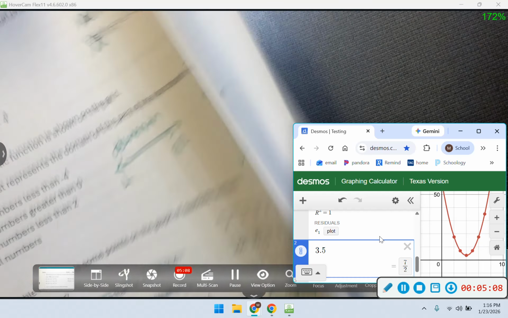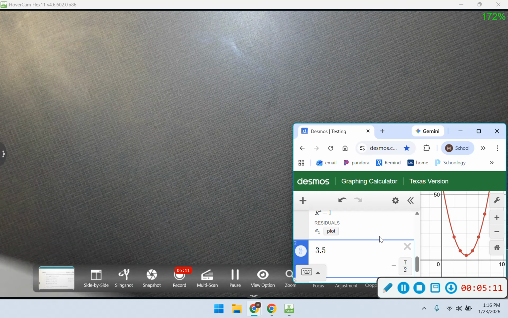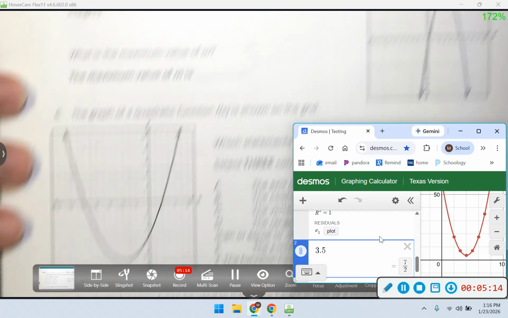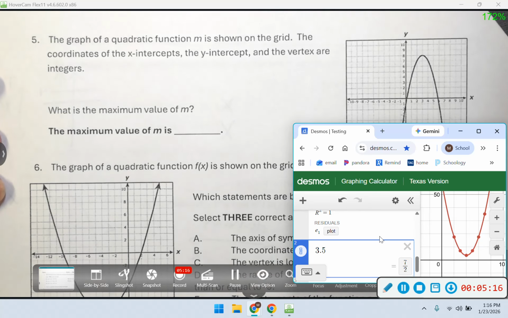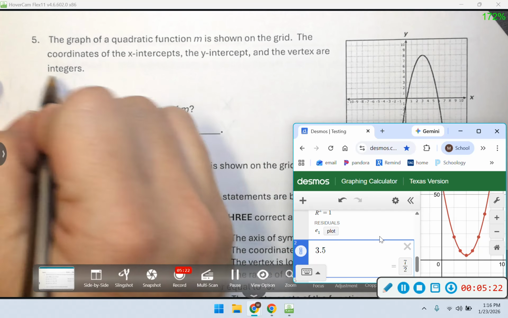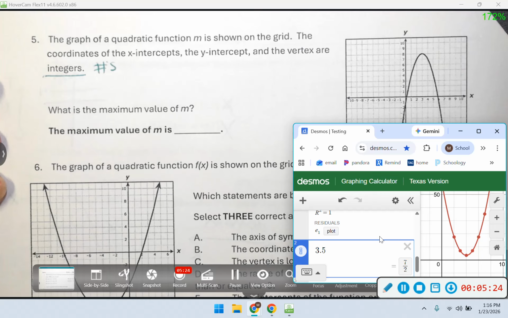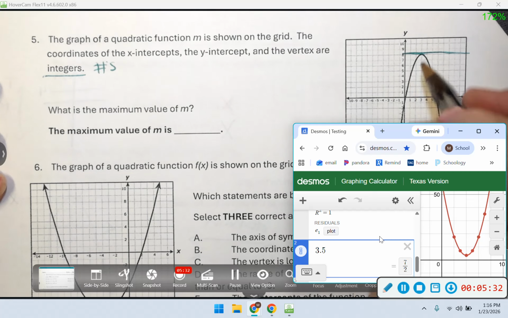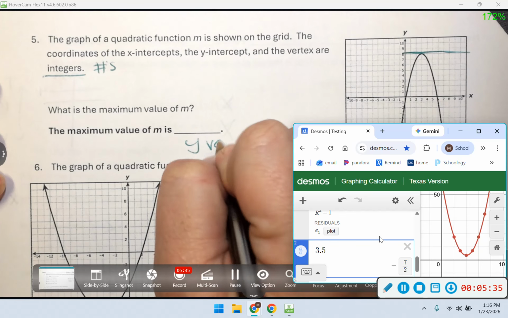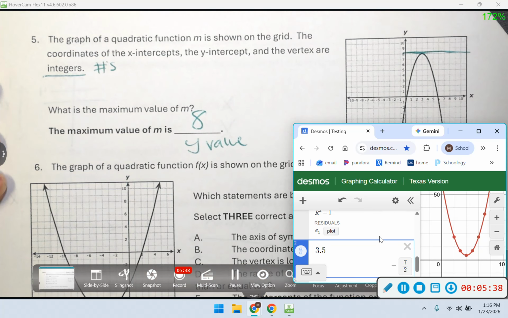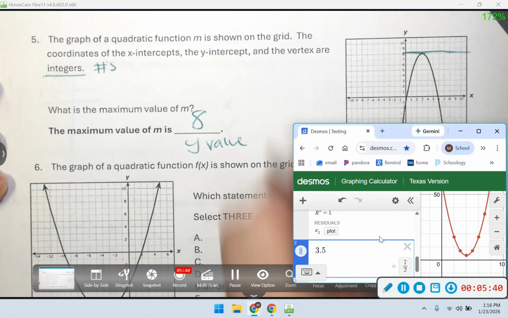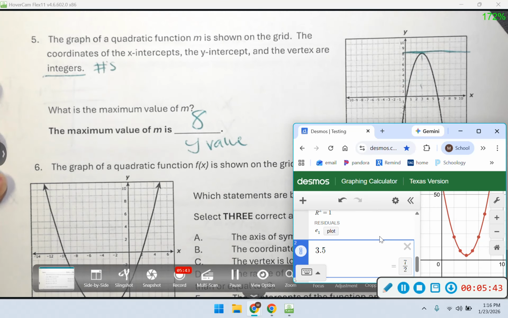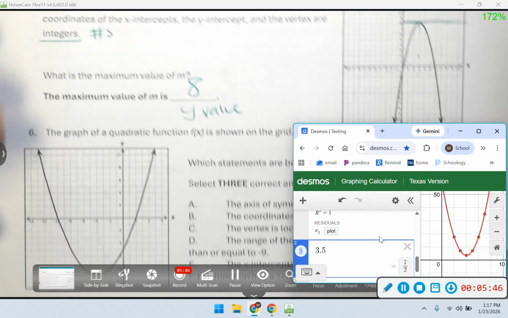Okay, let's flip to the back. This one says, the graph of a quadratic function m is shown on the grid. The coordinates of the x-intercepts, the y-intercepts, and the vertex are integers. That just means they're numbers. What is the maximum value of m? I'm looking for the maximum, which is the vertex, and I want the height. Remember, that's my y. So we're looking for the y value, which is 8. If you write 3, which is what I believe it is, you'll get it wrong. And if you write it as the point 3, 8, it will also be wrong.